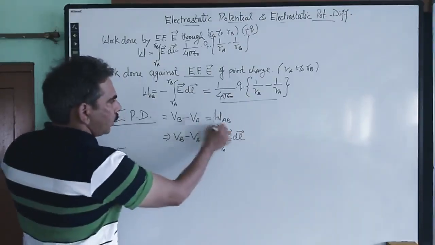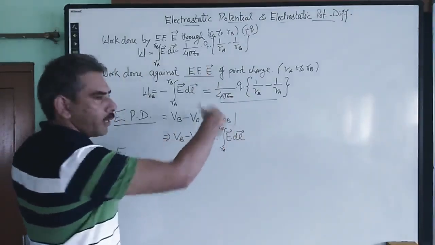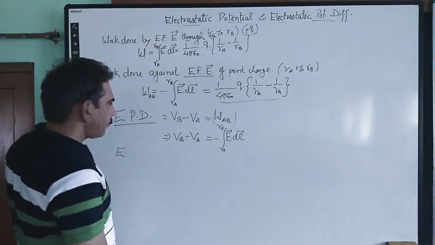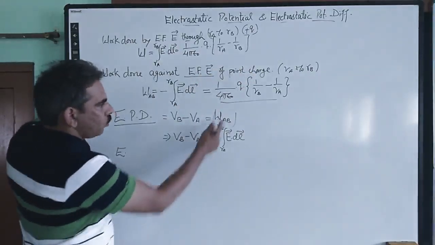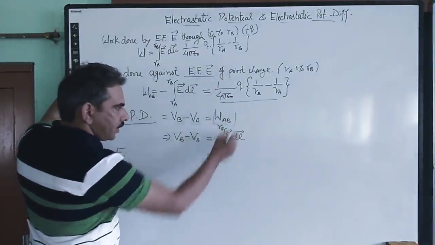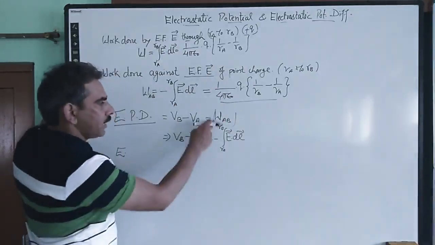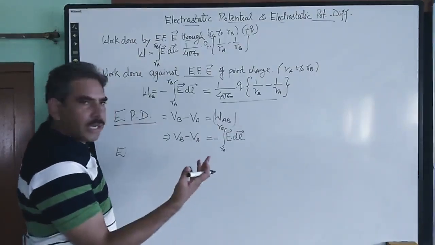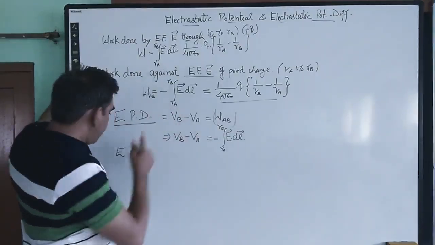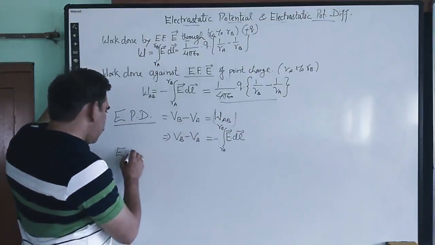This is the work done on 1 unit charge, as we have taken the charge to be already 1 unit. But if we are taking the charge to be of another amount, we simply divide this total amount of work done in moving that charge from A to B by that charge, so that we get the work done on 1 unit of charge.